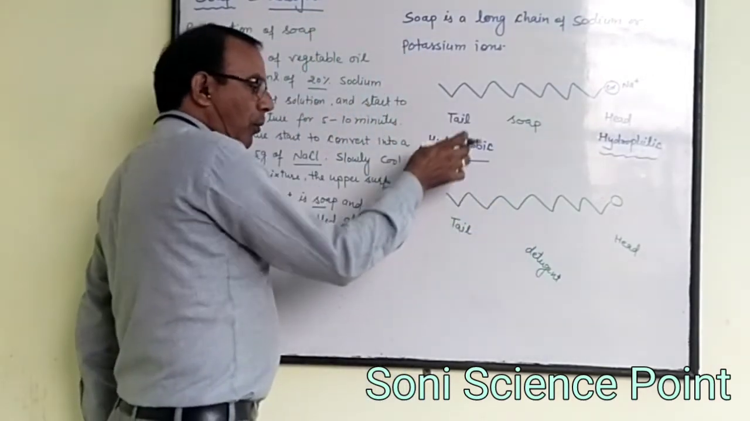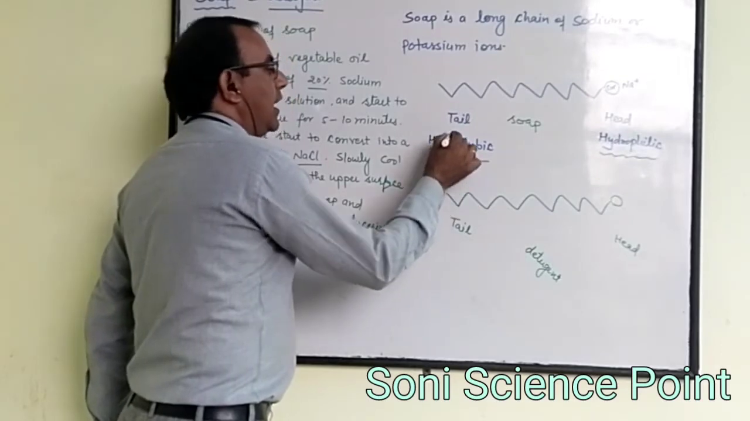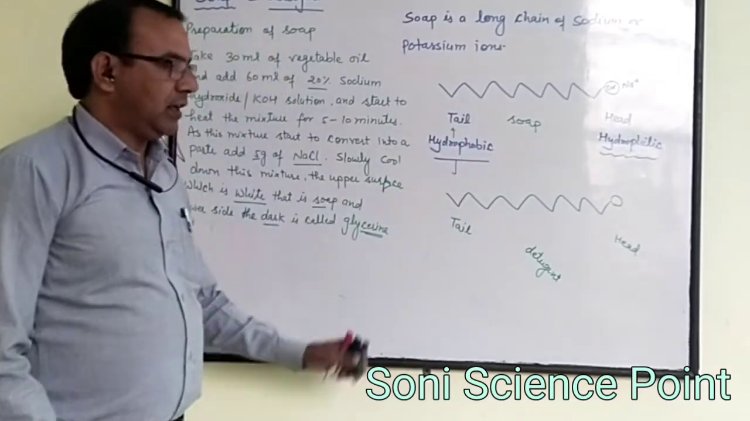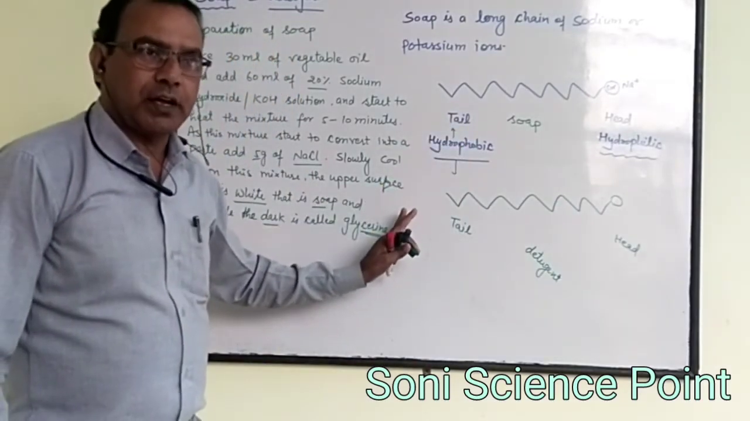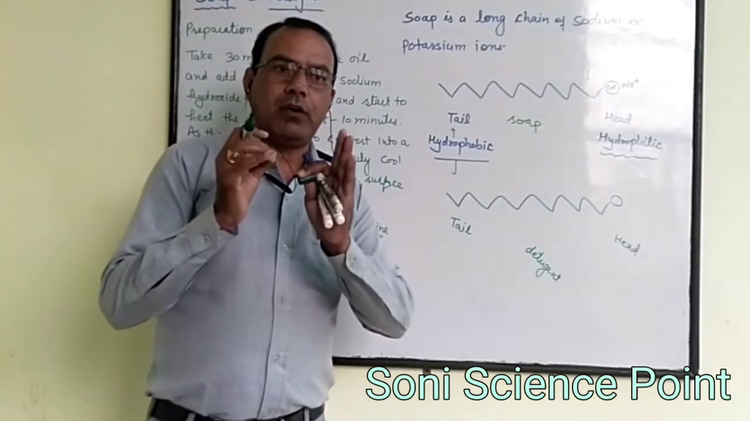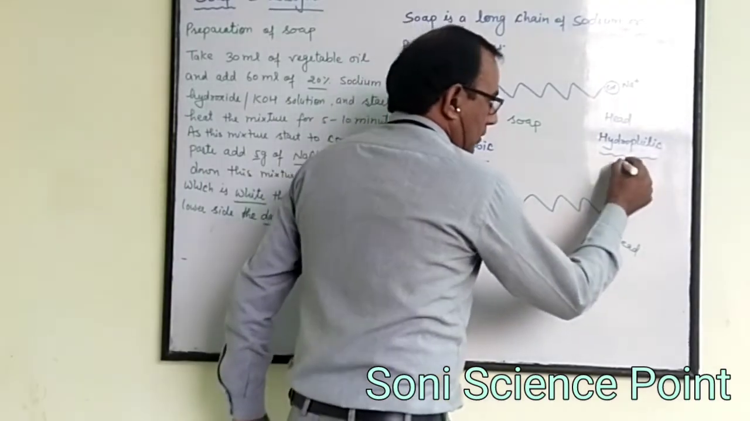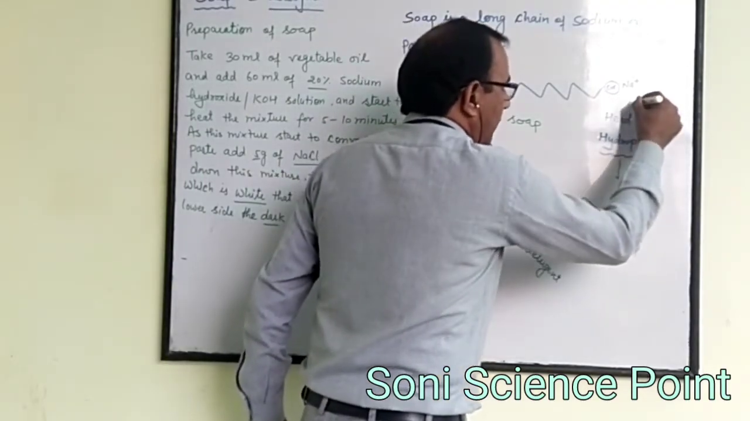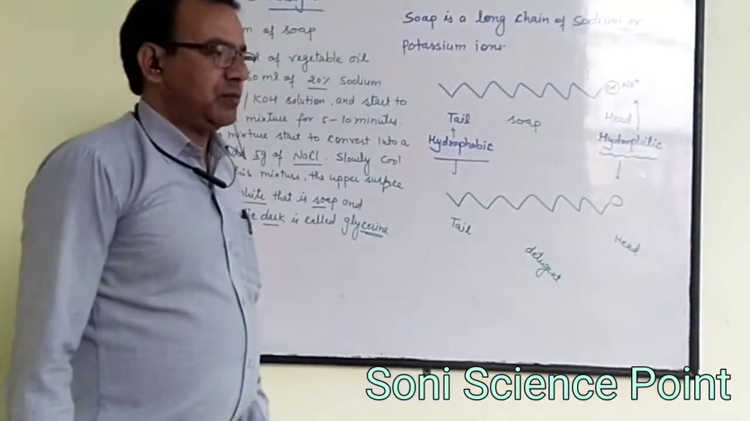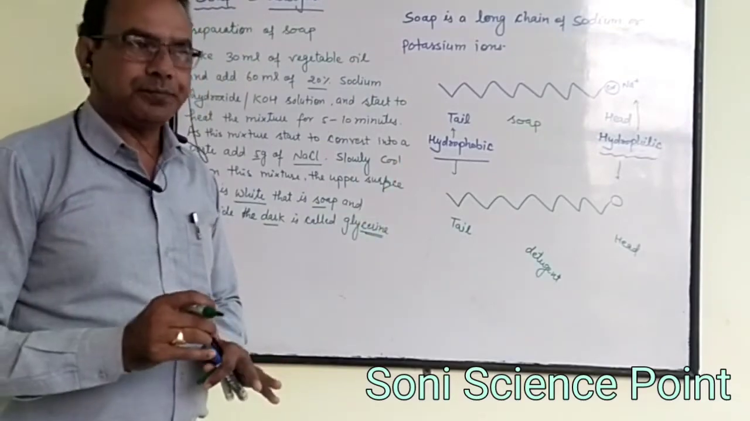The tail, whether it is soap or detergent, is hydrophobic. It means it doesn't react with water. It reacts only with oil. The head is hydrophilic, whether it is soap or detergent. It means it reacts with the water.